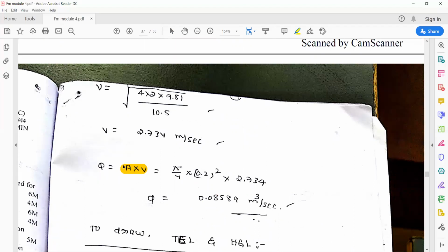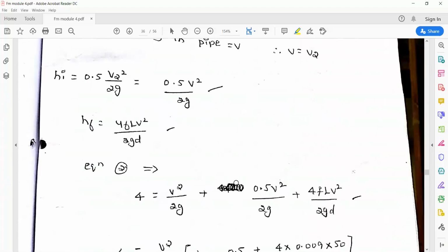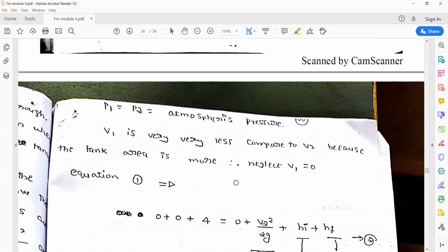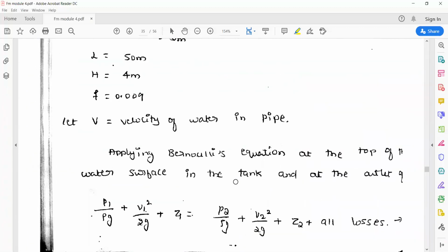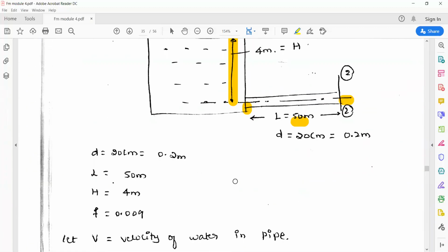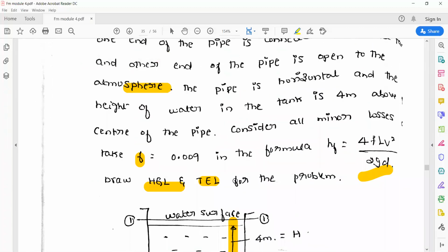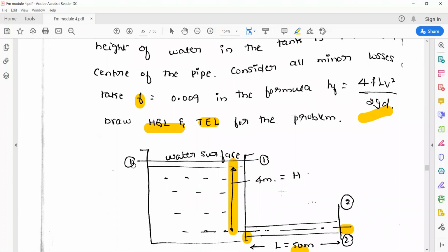Okay. So the area of the pipe is pi d squared divided by 4, right? So that you can substitute. And for velocity, you can apply Bernoulli's equation. Since discharge is unknown, if there is no discharge value, then to calculate velocity you can apply Bernoulli's equation. They have applied it between section 1 and section 2. Here you can see this is section 1, this is section 2.